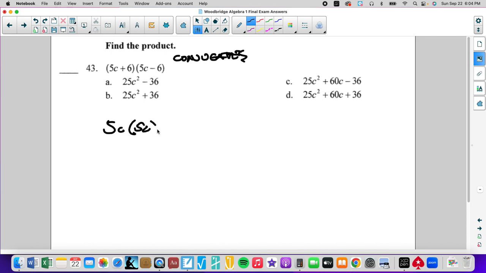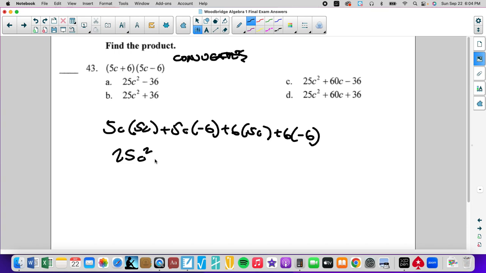So if we do our double distribution, 5c times negative 6, and positive 6 times 5c, and positive 6 times negative 6, we get 25c squared minus 30c plus 30c minus 36. So you notice that when I multiply conjugates, these are my firsts, and these are my lasts. That's why we call it FOIL.